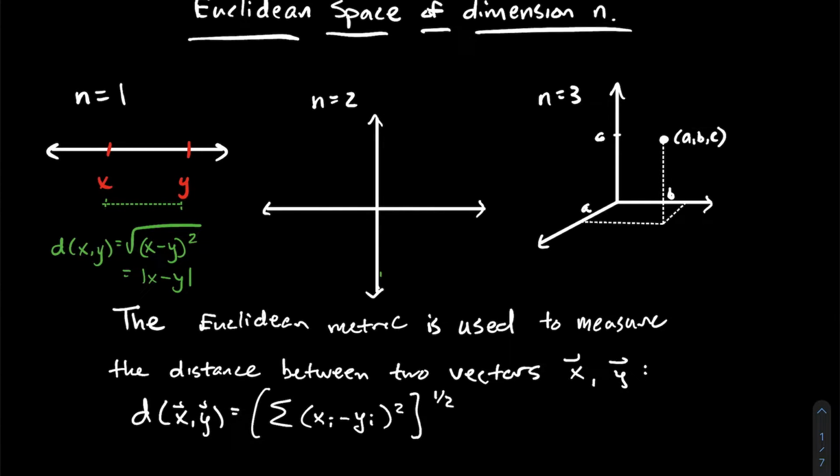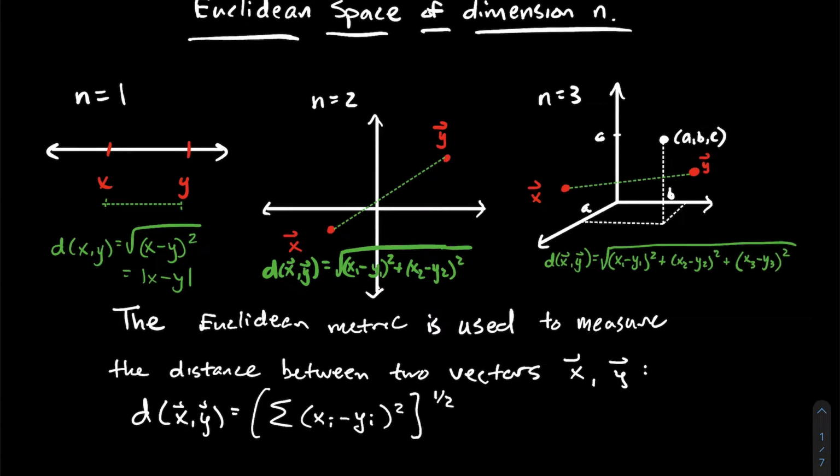So in the n equals 1 case, when you do that formula, you really are just taking the square root of x minus y quantity squared, so you just get the absolute value of x minus y. In n equals 2 on the plane, the distance formula is just the difference in the first coordinates subtracted and squared, plus the difference in the second coordinates subtracted and squared, and then you add those up and take the square root.